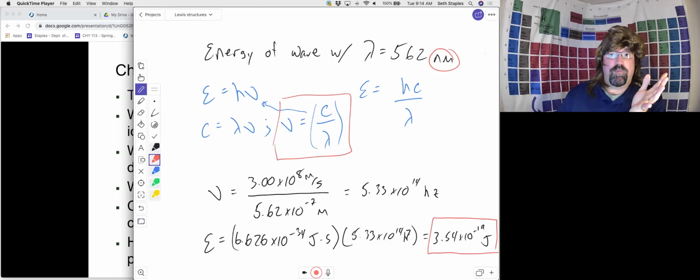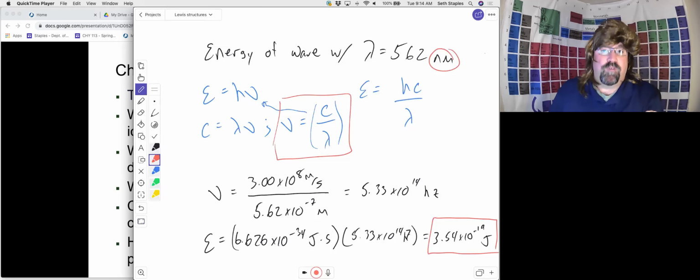You might also run into problems where instead of just one photon, you might be asked to find the energy of a mole of photons. Okay, then we're just going to multiply this by Avogadro's number.